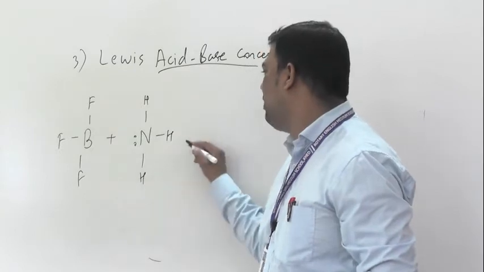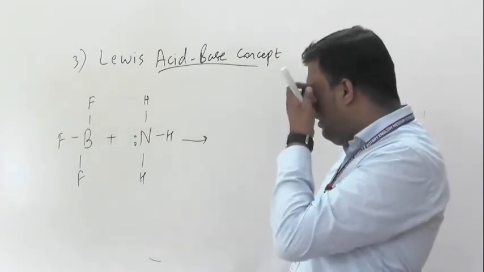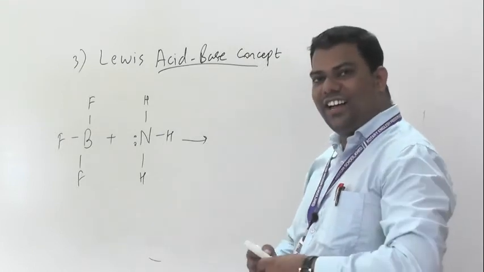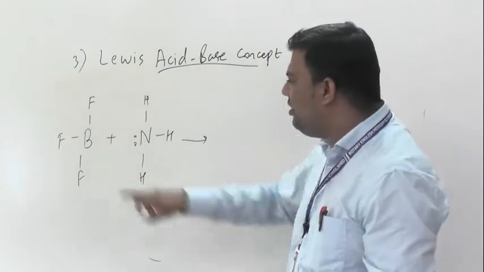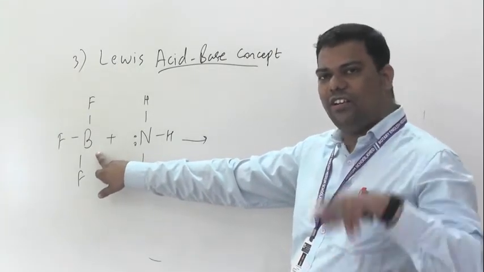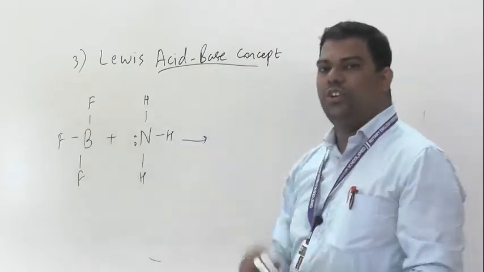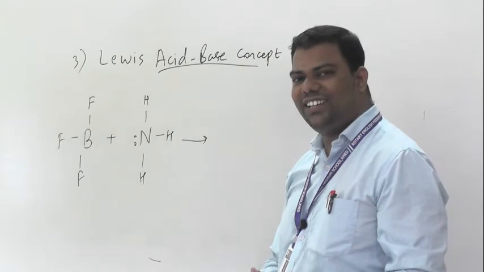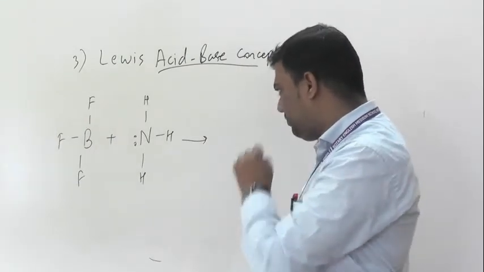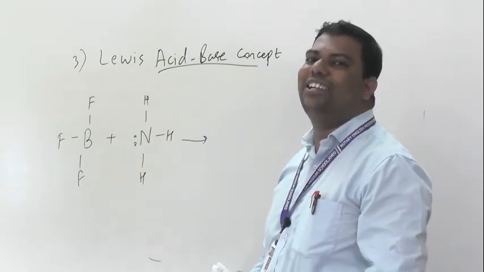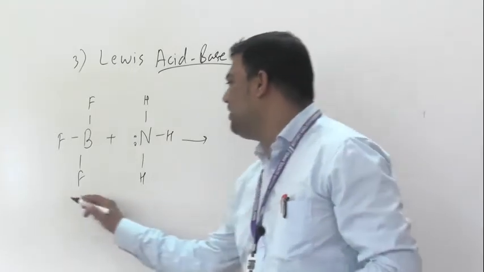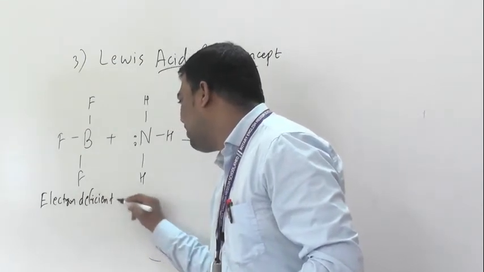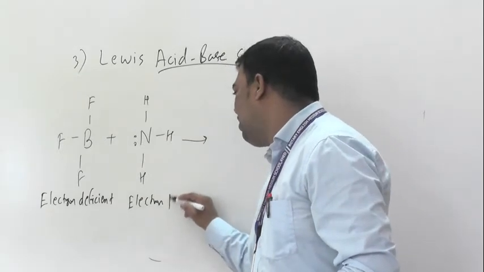So you are observing this ammonia. Here an electron deficient species is present. How can we identify whether an electron deficient species is present or not? With the help of the central atom. Always keep in mind, whatever electron deficient species we have to identify, we do it with the central atom. Boron has atomic number 5, so 2, 3. It wants electrons to complete its octet. So here BF3 is electron deficient, and this one, as we already discussed, is electron rich.